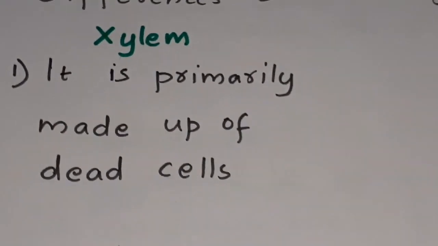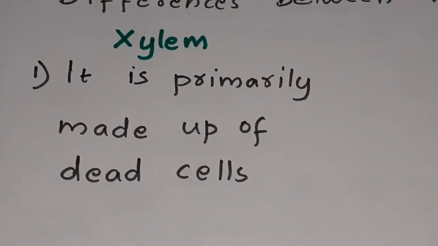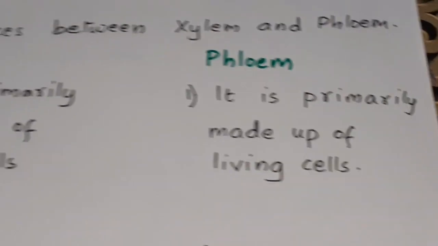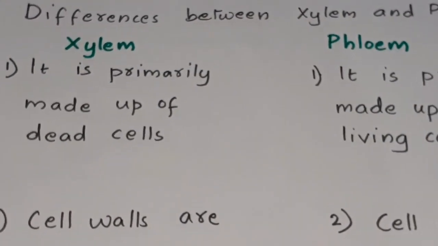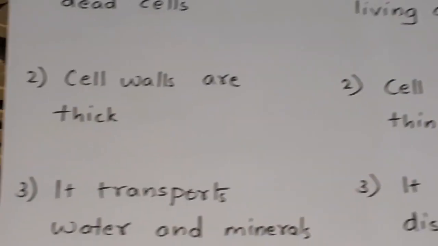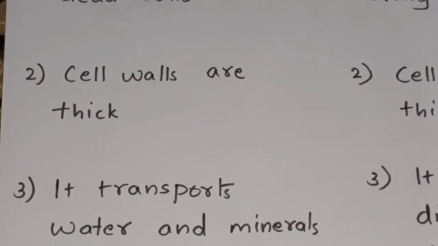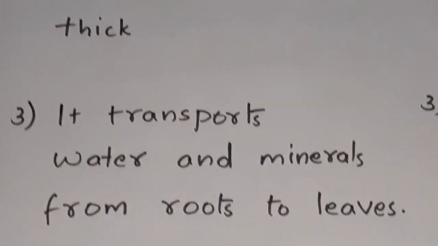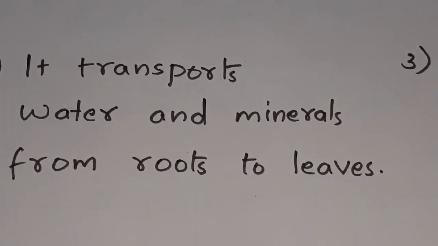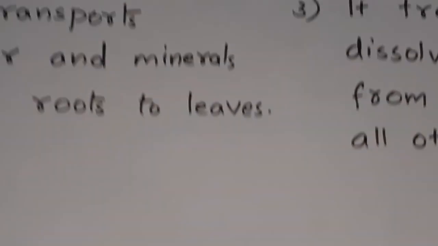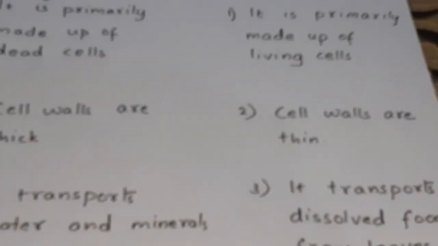First difference, xylem is primarily made up of dead cells, but phloem is primarily made up of living cells. Xylem is dead cells, phloem is living cells. In xylem, the cell walls are thick. Second difference, in phloem the cell walls are thin. And third difference, the xylem transports water and minerals from roots to leaves, but phloem transports dissolved food from leaves to all other parts. Clear? So just study these three differences between xylem and phloem.